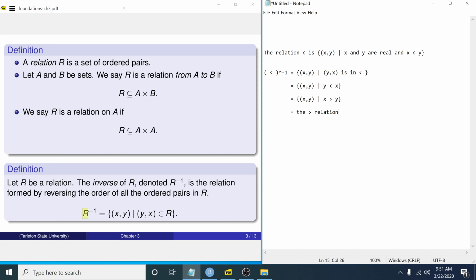So this is actually a really natural result. This is really intuitive. If we take the less than relation and we take its inverse, what we're doing is taking all of those ordered pairs and switching them, and this results in the greater than relation, and that's actually really intuitive and quite natural.